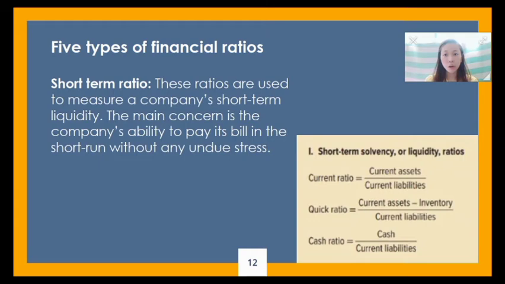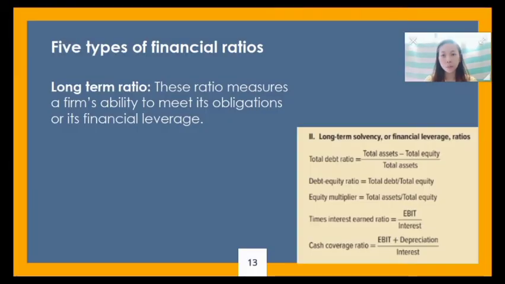Next, cash ratio. The cash ratio is even more conservative than the quick ratio. It measures cash over current liabilities. The short-term creditor may be extremely interested in this ratio. The next is the long-term ratio. This ratio measures a firm's ability to meet its obligations, or its financial leverage.